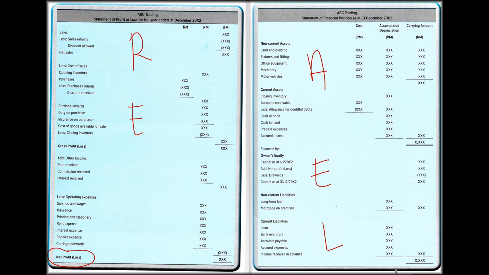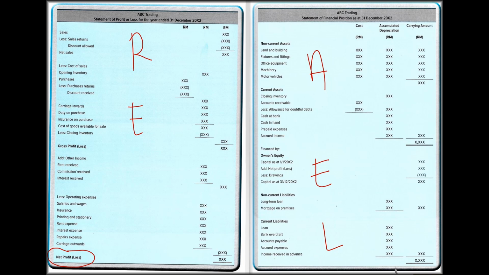Cost of sales is equal to opening inventory plus purchases. Then we minus any account that will reduce the purchases, which are purchase return and discount received or purchase discount. Then we have carriage inwards, duty on purchase, and insurance on purchase. All together they are equal to cost of goods available for sale. Then we minus or less closing inventory. So this is how we calculate cost of sales, or kos jualan.